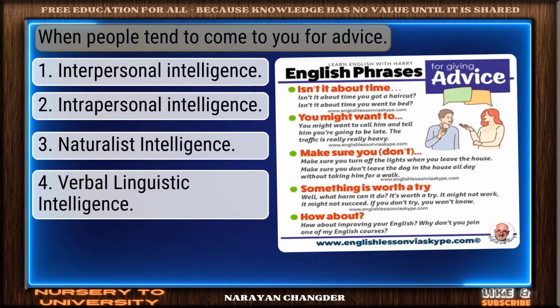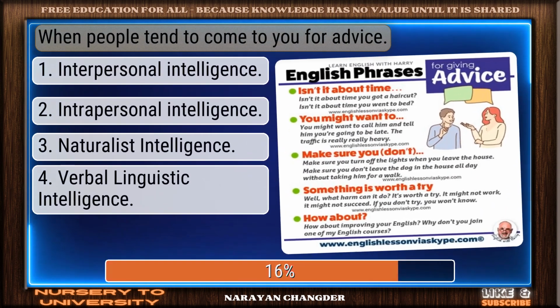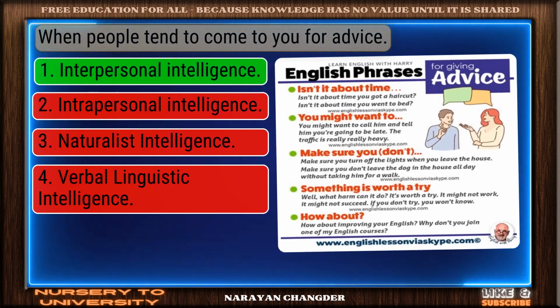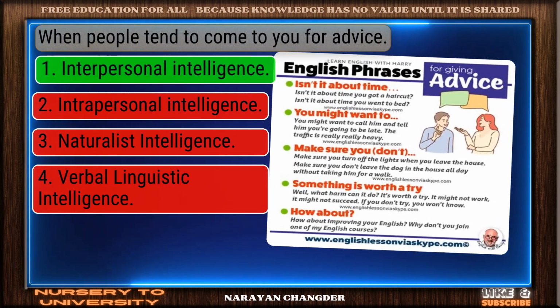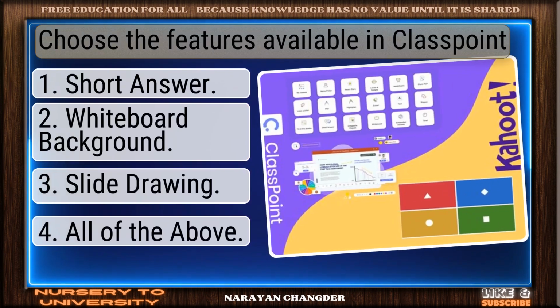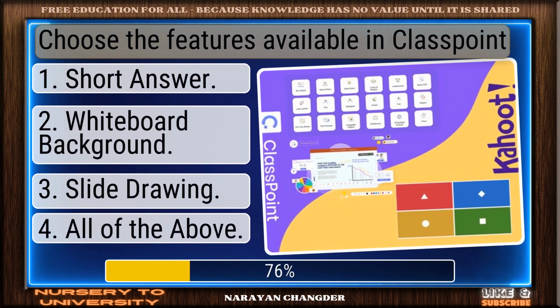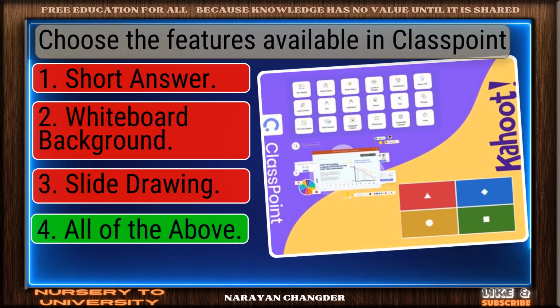When people tend to come to you for advice. Nice selection. Interpersonal intelligence is the correct and valid answer. Choose the features available in ClassPoint. Valid point. All of the above is true.